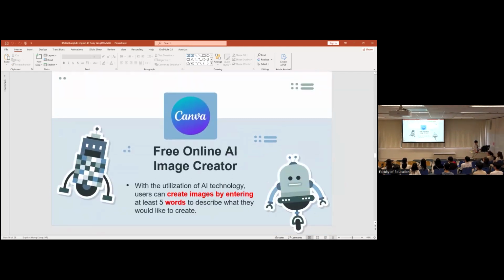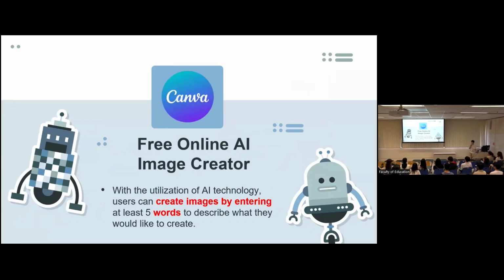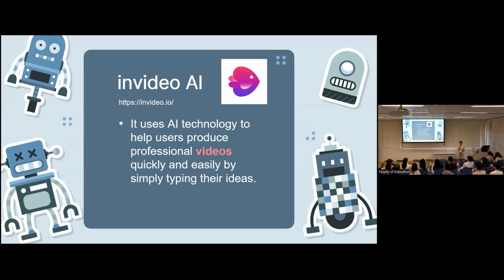Okay, so here we have the key tips of using Canva. Just simply enter a few keywords as the prompt, and then what you are looking for can be generated automatically. Apart from creating presentations and visual images, we do have some other kinds of AI applications that can help you in creating videos.